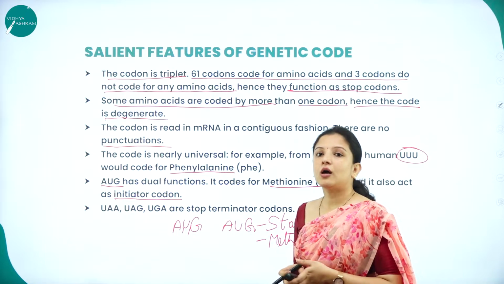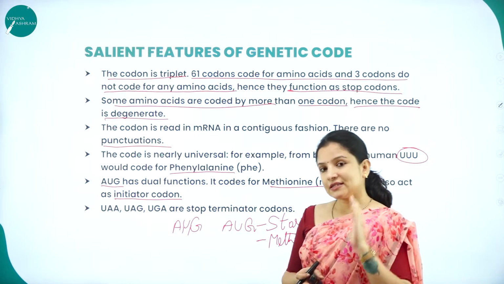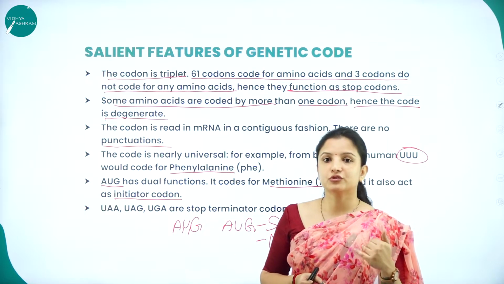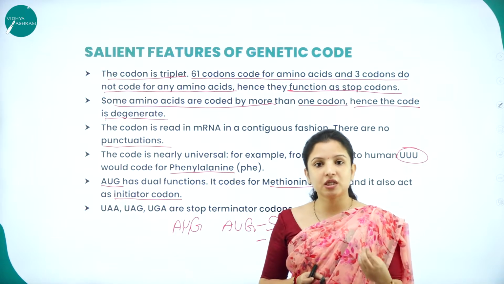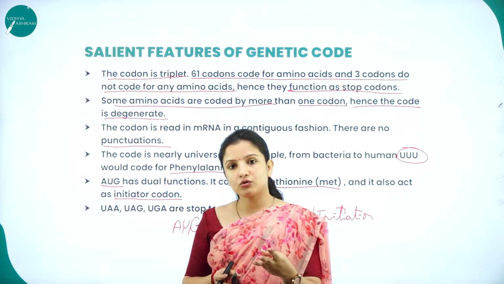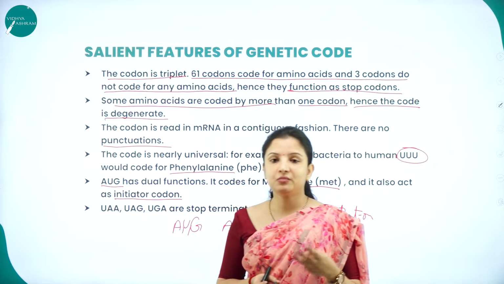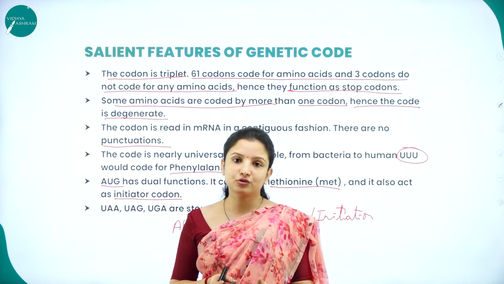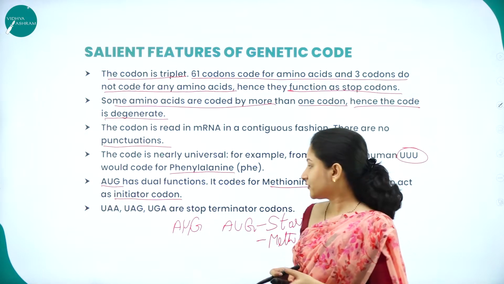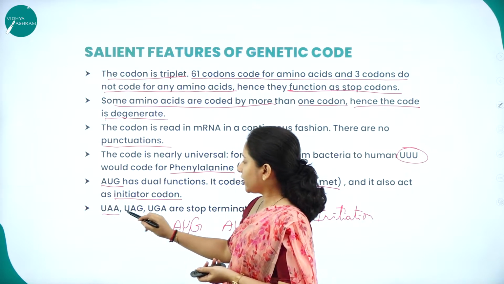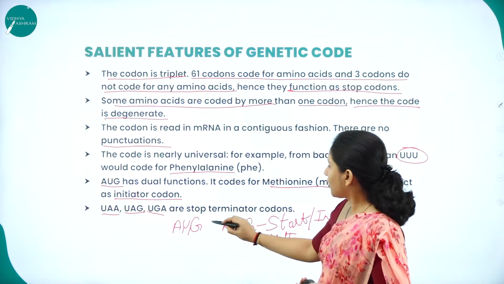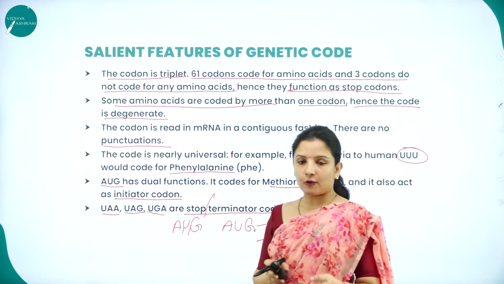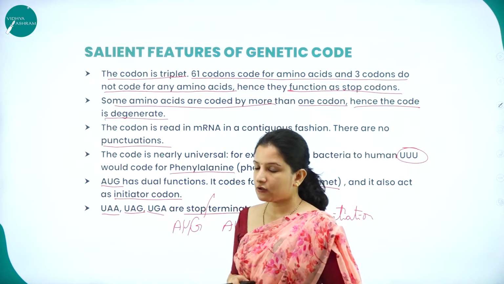And I told you, out of the 64 codons, 61 code for a particular amino acid, and there are 3 codons which do not code for any amino acid. They are called the stop codons, because they bring about a halt in the process, or they terminate the process of transcription. Such codons are UAA, UAG and UGA, and they are called the stop or the terminator codons.